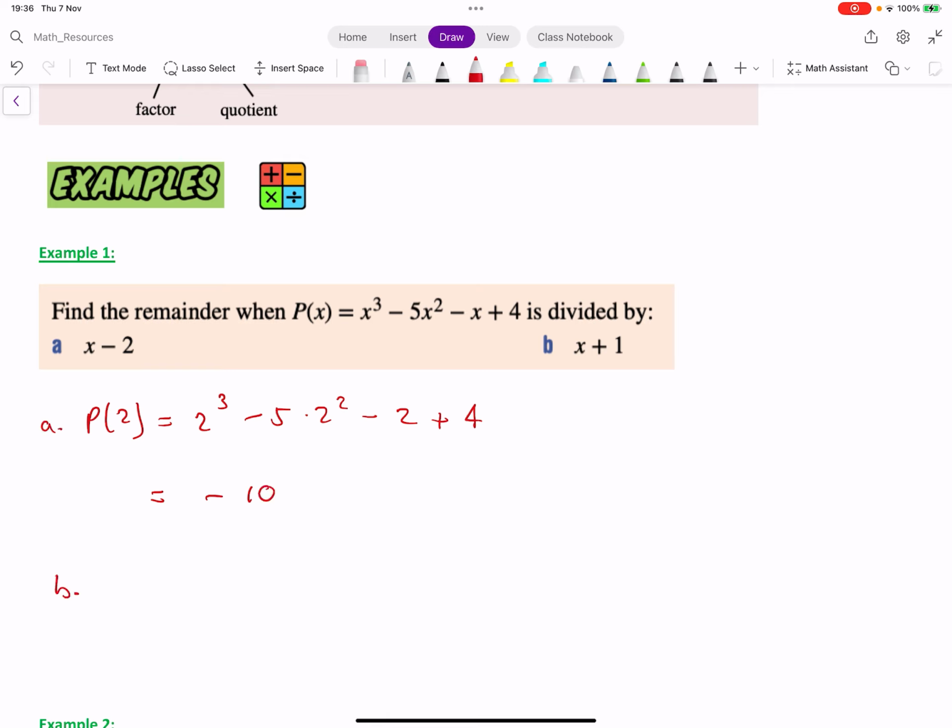Part B, remember we're substituting the opposite of what you think. So not 1, but minus 1 equals minus 1 cubed minus 5 times minus 1 squared minus minus 1 plus 4. Keeping in mind that when you substitute a negative number into your calculator, you need to put the negative number in brackets or your calculator won't know to get rid of the negative. If you do that, you get minus 1. So the remainder is minus 1.